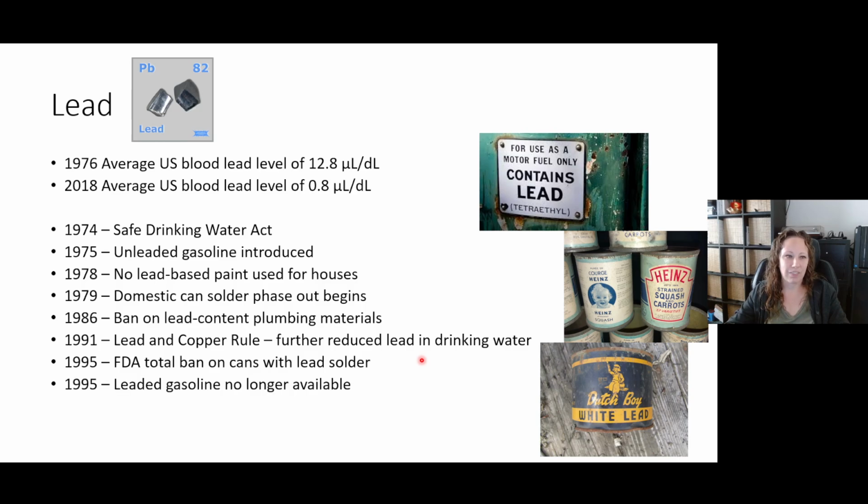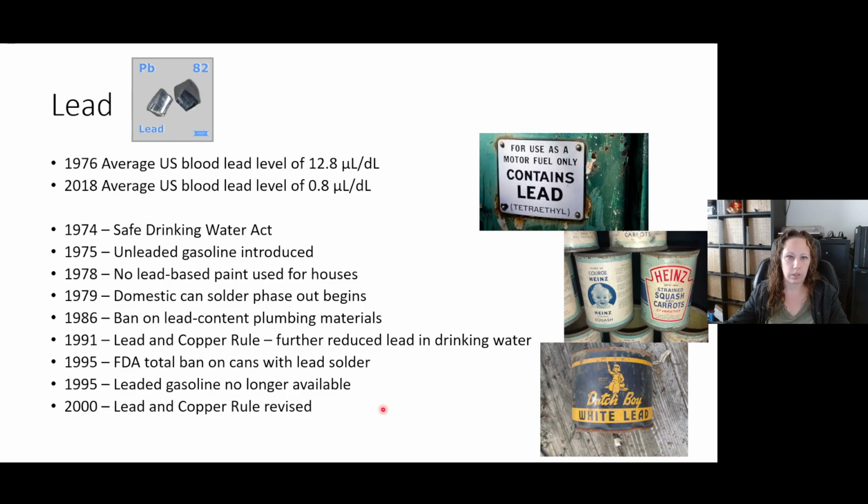And then in 1995, finally, leaded gasoline was no longer available. So unleaded gasoline was introduced in 1975, and 20 years later, leaded gasoline was no longer available at all.